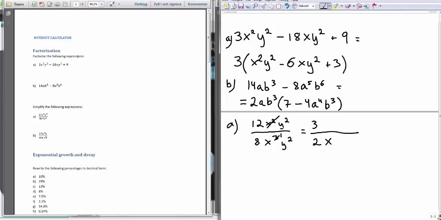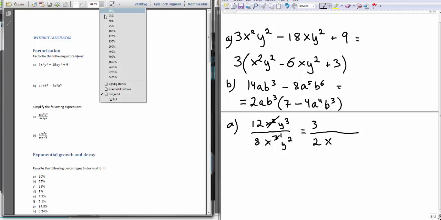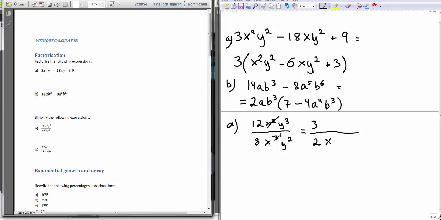And then we have, well, y squared up here. Sorry, I see that I have made a mistake here. It's supposed to be y to the power of 3. Let's see if we can zoom in a little bit. And we see that it's y to the power of 3. So this leaves us with a single y up here in the numerator, y to the power 1, or just y. So 3y over 2x. I can fix this line so it looks a little bit better.